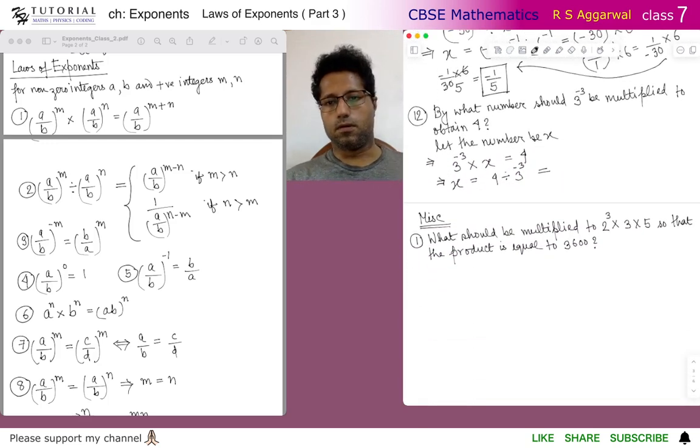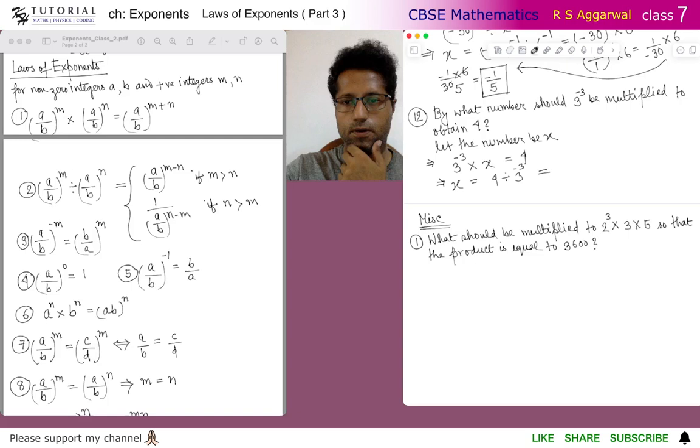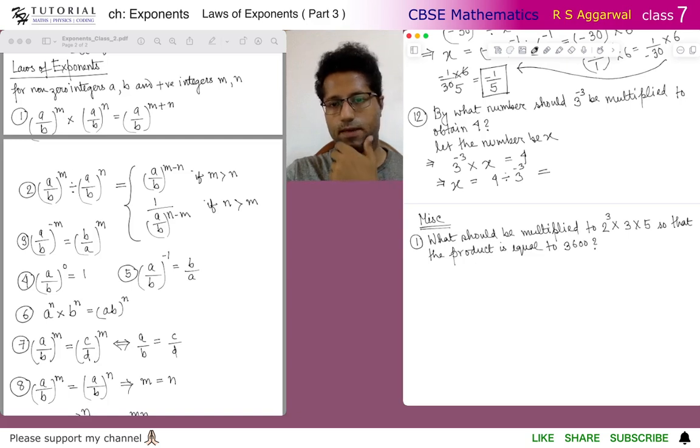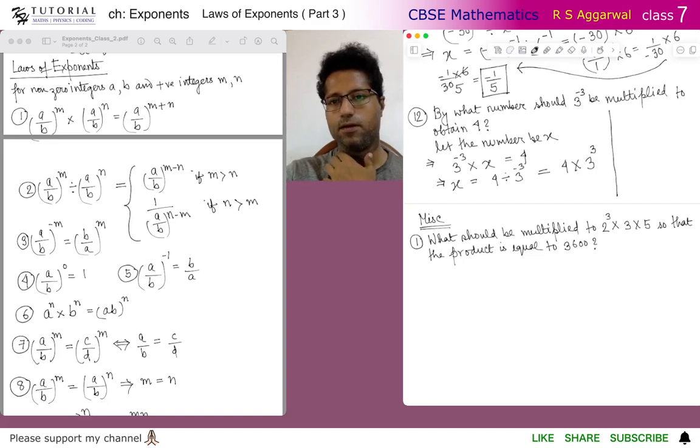So we have x equals 4 divided by 3 to the power minus 3. Again, the divisor here is 3 to the power minus 3, so we can write it as 4 multiplied by 3 to the power 3. As a side note, this is an important trick you can always apply to save time.